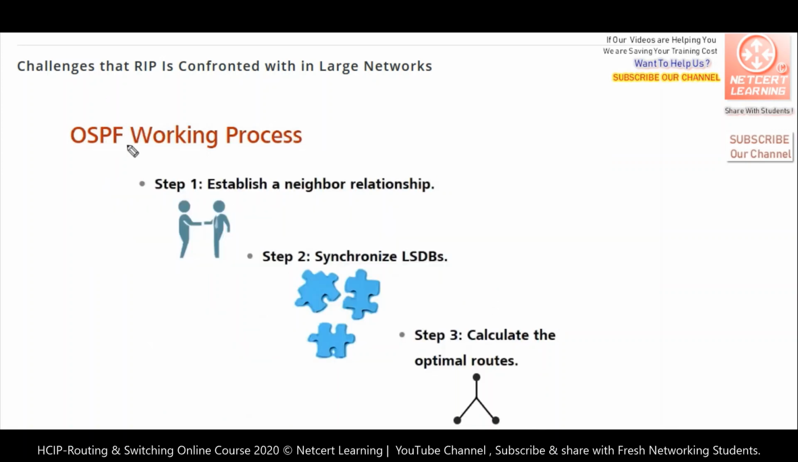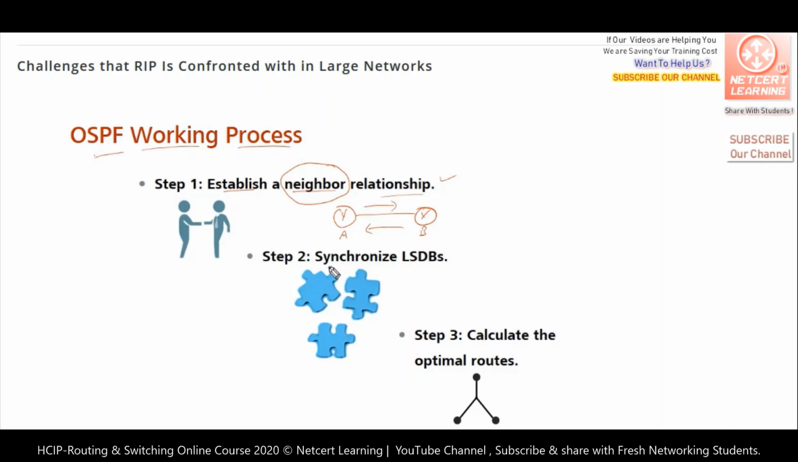Generally, we have 3 steps in our OSPF working process. The first step is to establish a neighbor relationship. This is very important. When two routers meet each other, OSPF has to be enabled. Router A is going to send to router B a hello packet, and router B will send to router A a hello packet. Hence, they will form a neighbor relationship. I'm going to go into detail on how the relationship forms, but this is the first step in the working process.